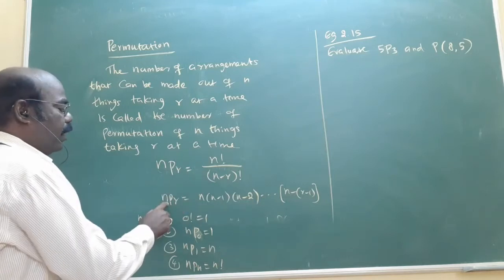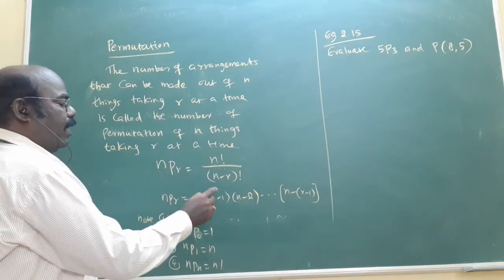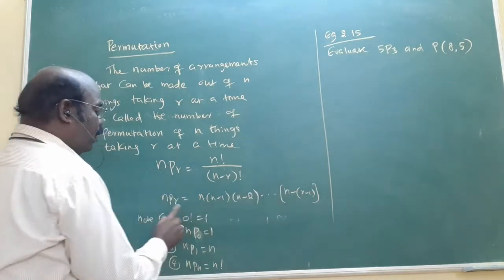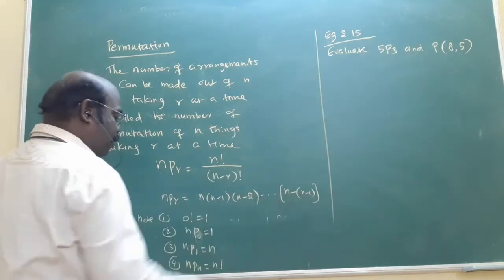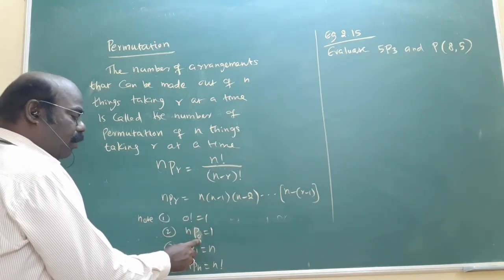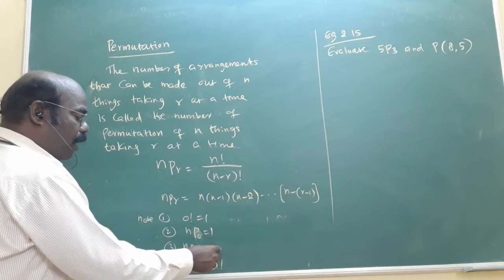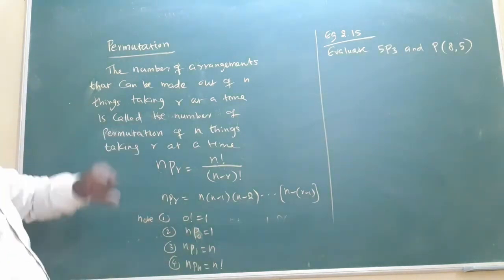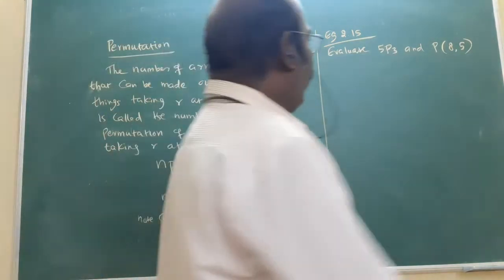One more formula: nPr equals, start with n, then n minus 1, n minus 2, etc., up to n minus (r minus 1), the previous number, n minus previous number. Then note, 0 factorial means 1, nP0 is 1, nP1 is only n, nPn is n factorial. These are one more concept. Now, to build a small idea, next exercise, the whole exercise.